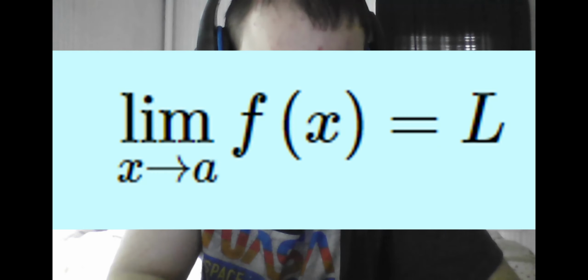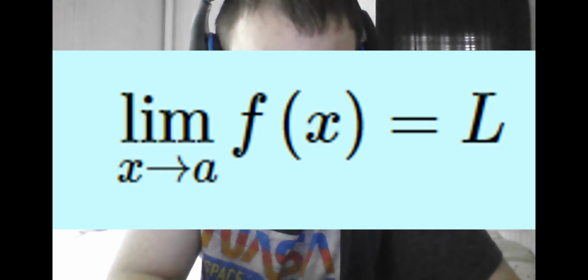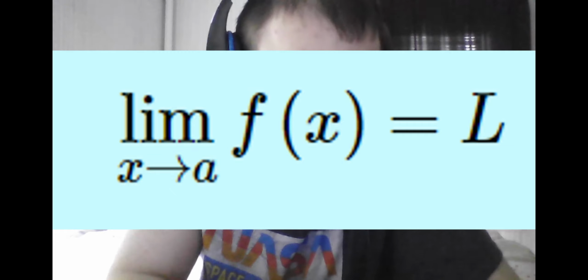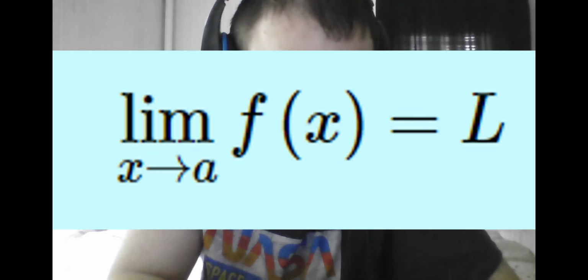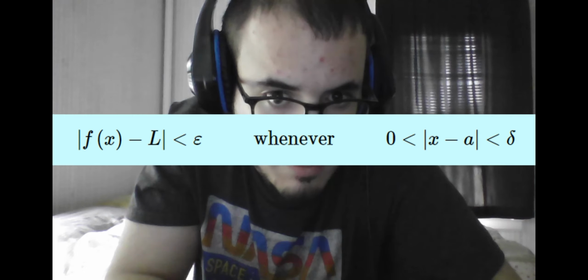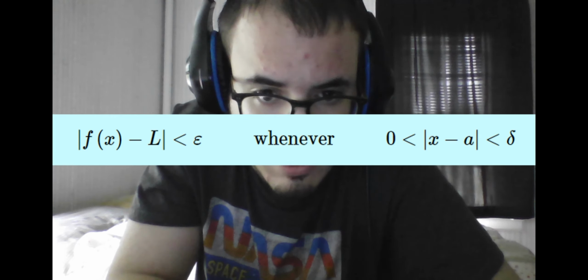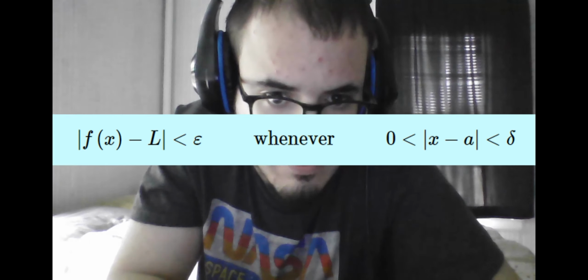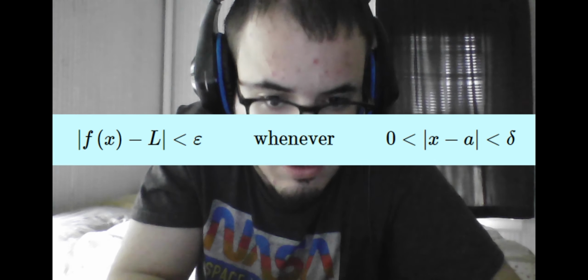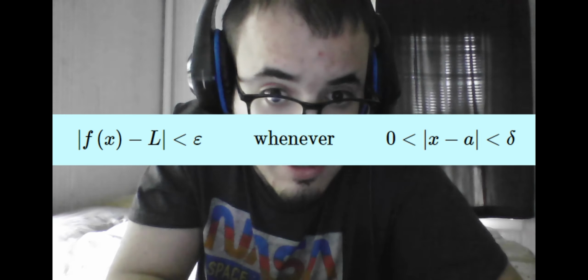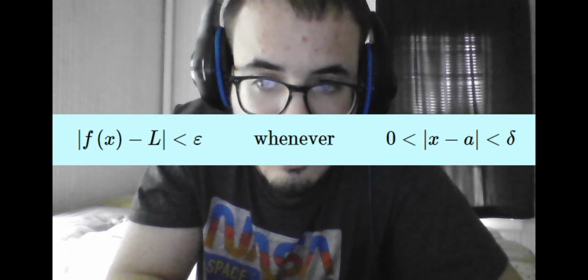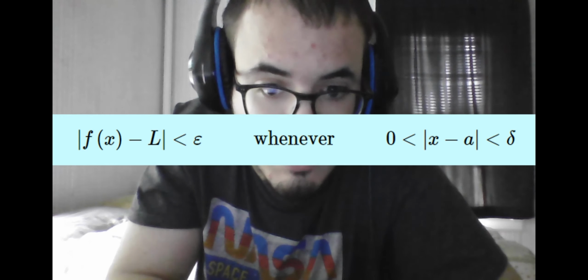If we have a function of x defined for every point on an interval around x equals a, except possibly at x equals a itself, then we write the limit as x approaches a of f(x) equals L, if for every number epsilon greater than 0, there is some number delta greater than 0 that satisfies the absolute value of f(x) minus L is less than epsilon, and 0 is less than the absolute value of x minus a is less than delta. In this case, epsilon means an infinitesimally small vertical change, and delta means an infinitesimally small horizontal change.